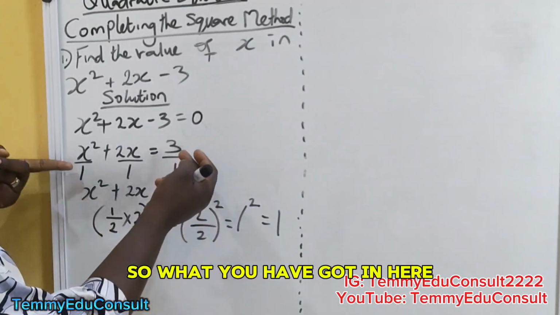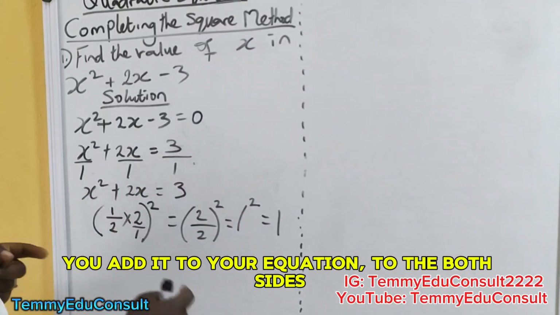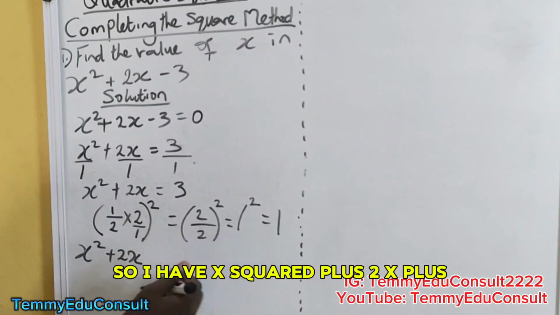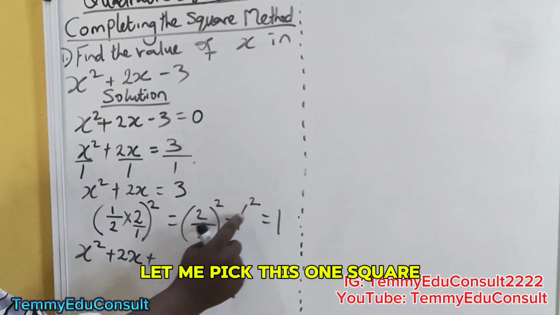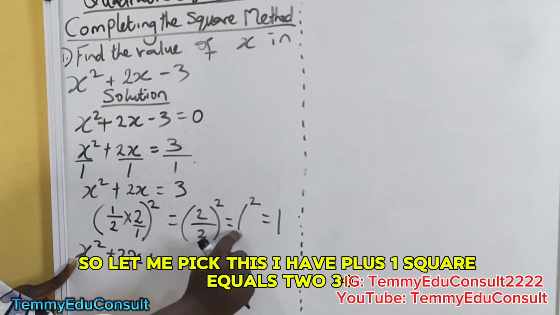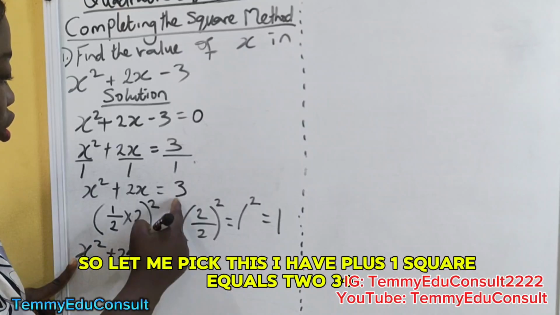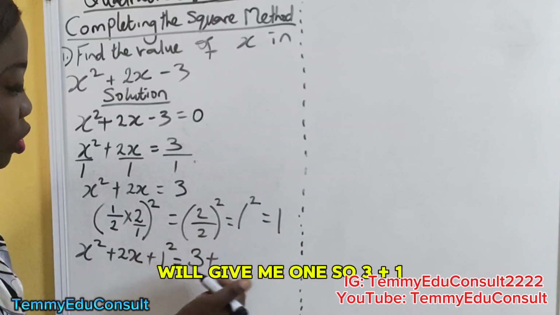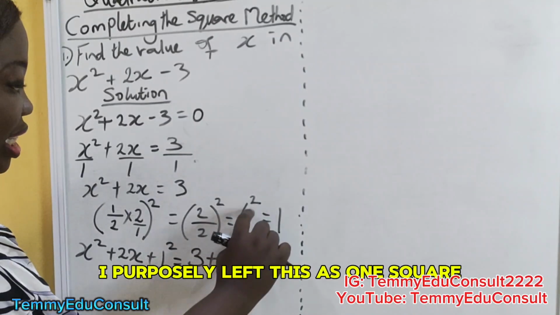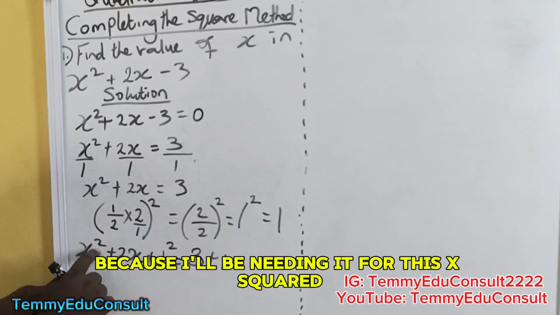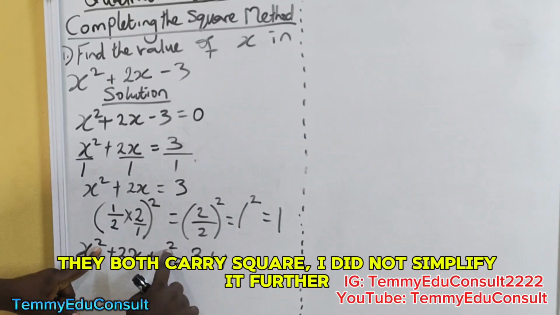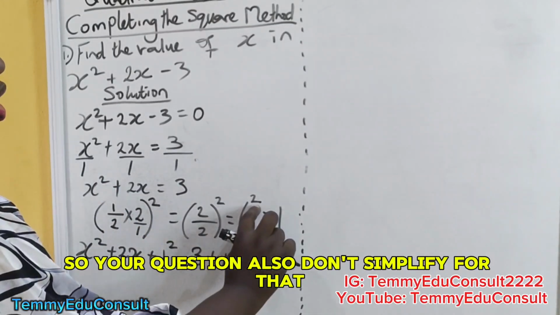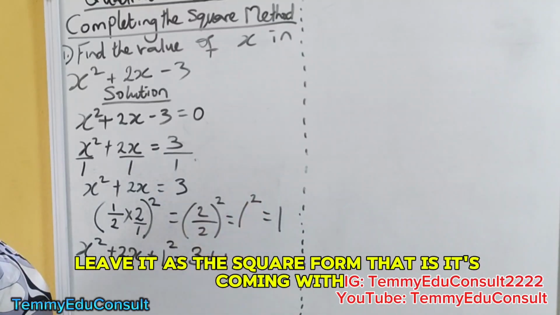So what you have gotten here, you add to both sides of your equation. So I have x squared plus 2x plus 1 squared equals 3 plus 1 squared. I already know that 1 squared will give me 1, so 3 plus 1. I purposely left this as 1 squared because I'll be needing it with this x squared. They will both carry square. I did not simplify it further. So in your question also, don't simplify further. Leave it in the square form that it comes with.